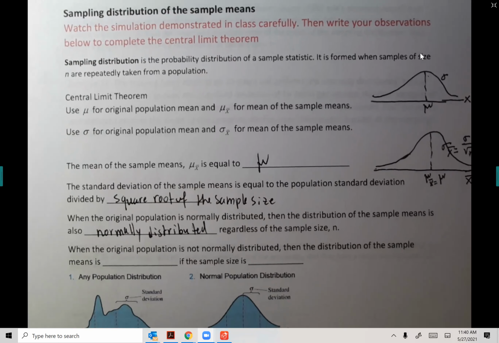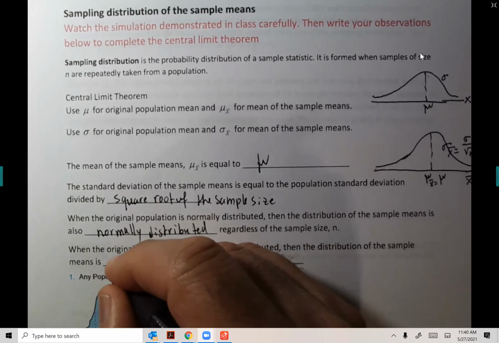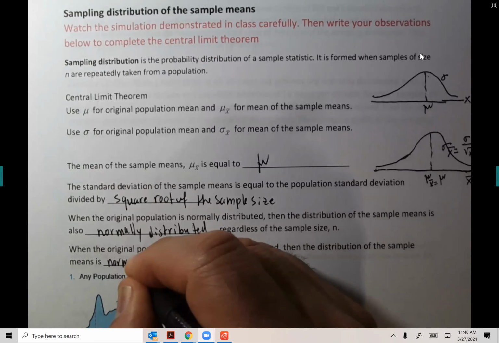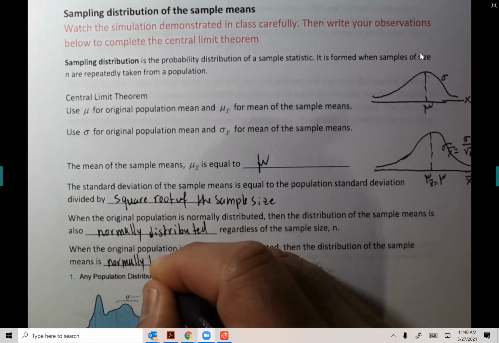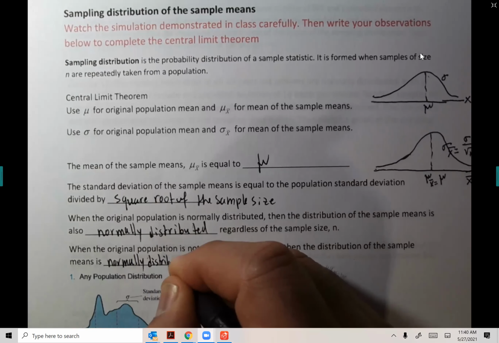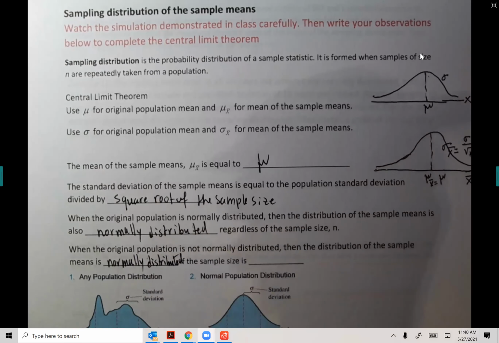Now, I also showed you in the applet that it is possible for the population not to be bell-shaped. It could be skewed. I did show you an example, but I chose a large sample size. I picked 36 and 100. Okay, let me write a note about this. When the original population is not normally distributed, then the distribution of the sample means will still be bell-shaped, normally distributed, provided that we use a large sample size. I used 36, I used 100.